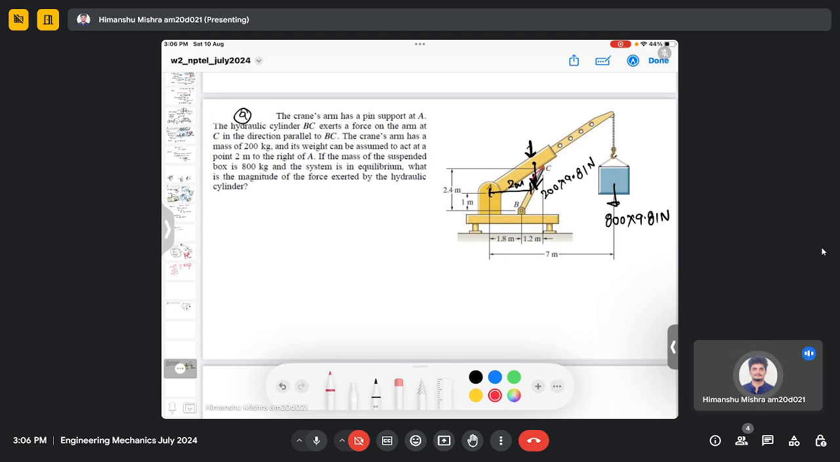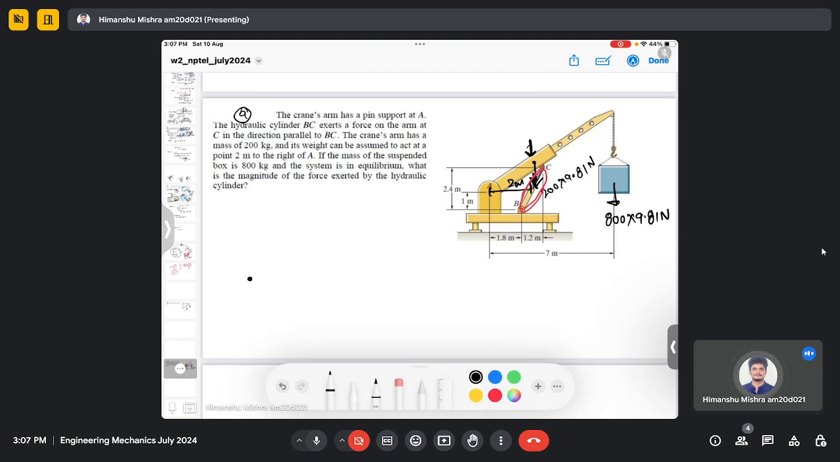So basically we need to find the force in this, and we will be using the equilibrium principle because in the question it is given that the system is in equilibrium. So we know what to do. First let's make a schematic diagram, the free body diagram.